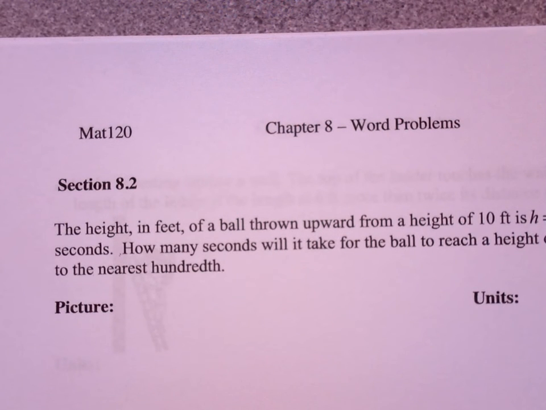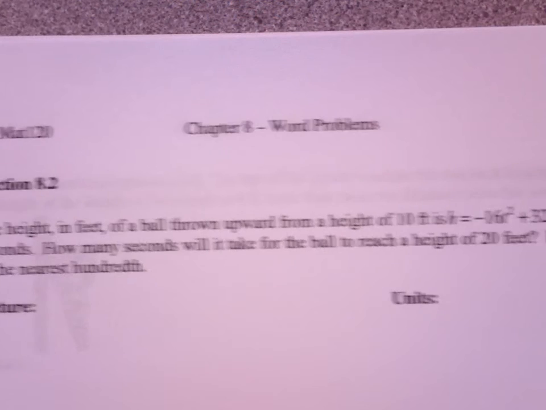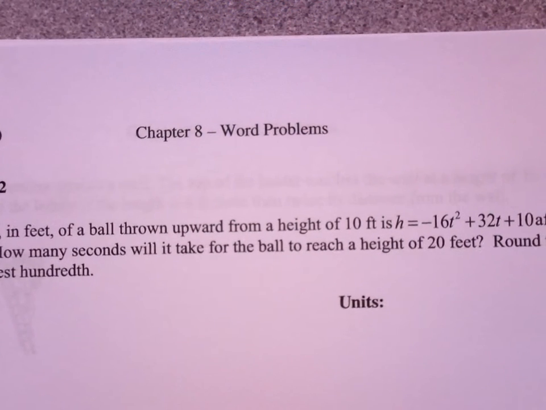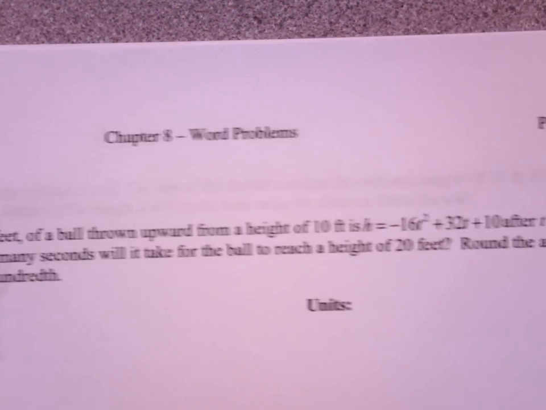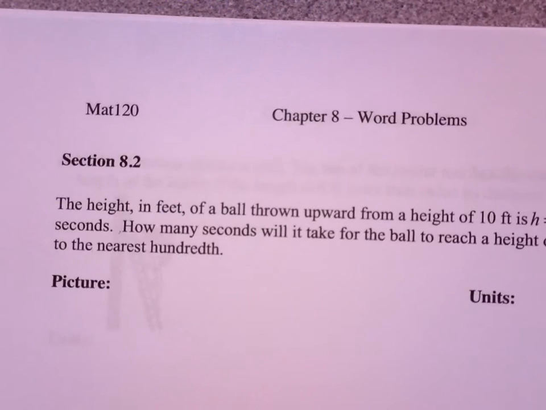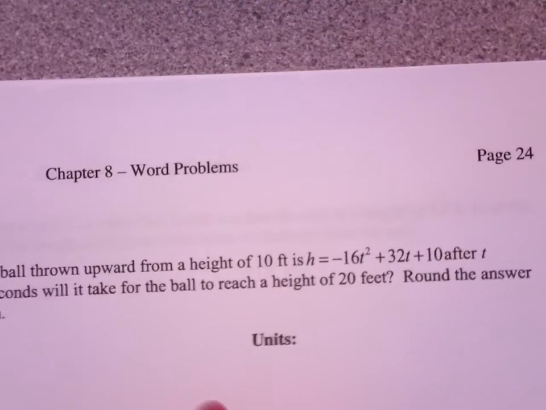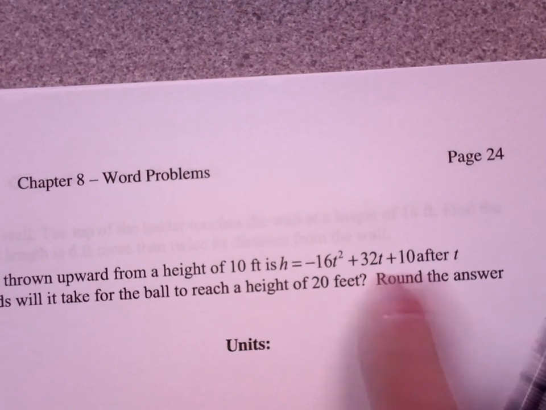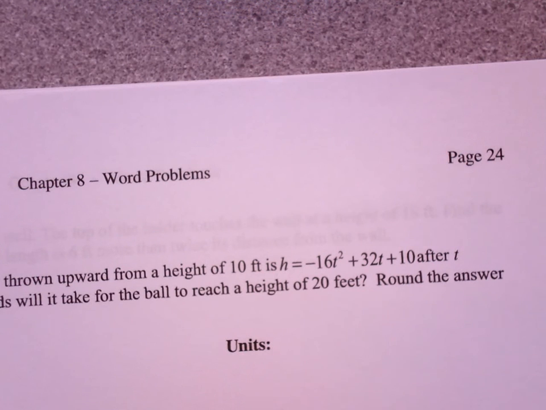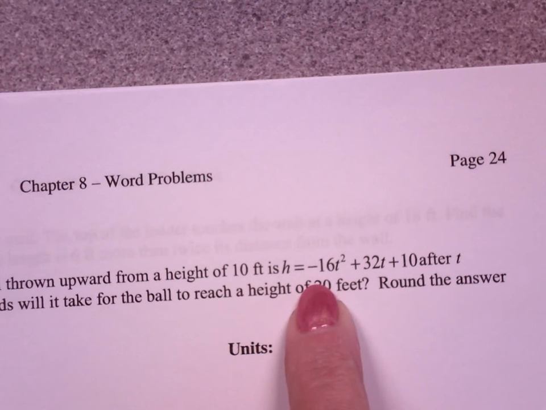The height in feet of a ball thrown upward from a height of 10 feet is negative 16t squared plus 32t plus 10 after 2 seconds. Now, one of the things that's not in this problem is that it has an initial velocity of 32 feet per second. In other words, somebody has basically put some oomph behind it when they threw the ball, and that's where the 32 comes from. This deals with acceleration due to gravity.